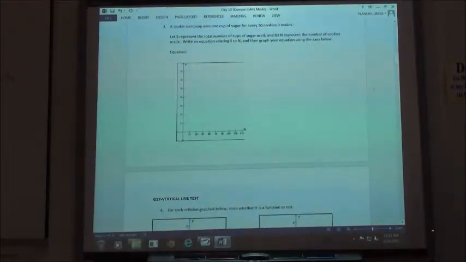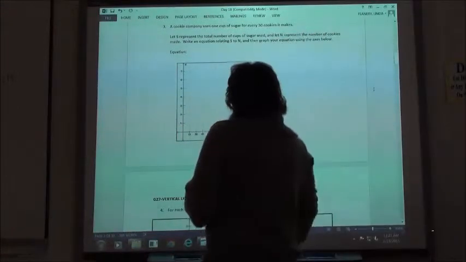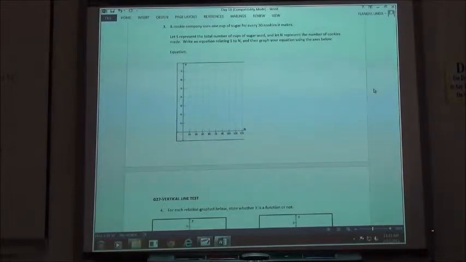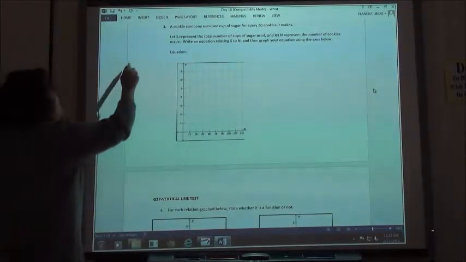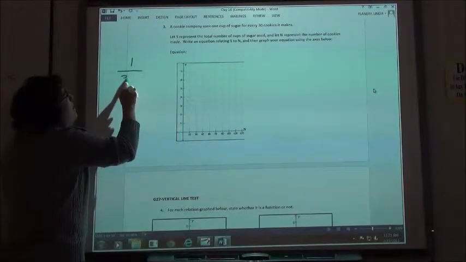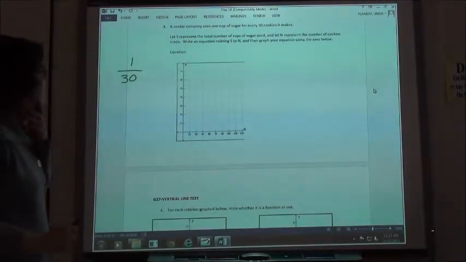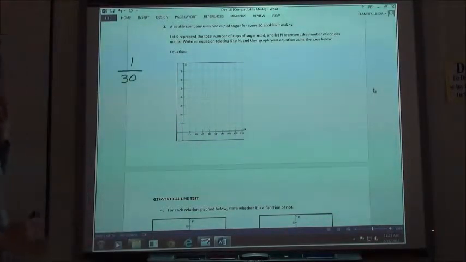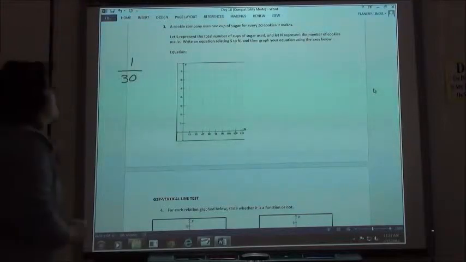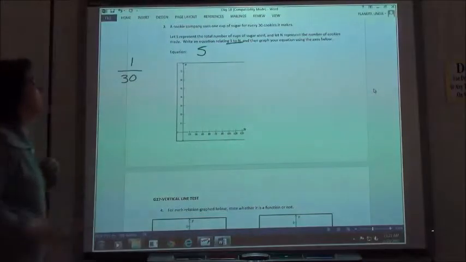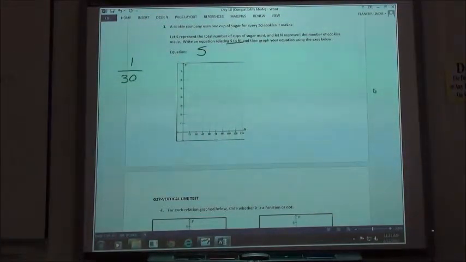Now number 3 is a tricky one, and that's why I wanted to put this example on here. It says a cookie company uses 1 cup of sugar for every 30 cookies it makes. 1 out of 30. Let S represent the total number of cups of sugar. Let N represent the number of cookies. Write your equation relating S to N. How much sugar am I going to use if I have so many cookies?